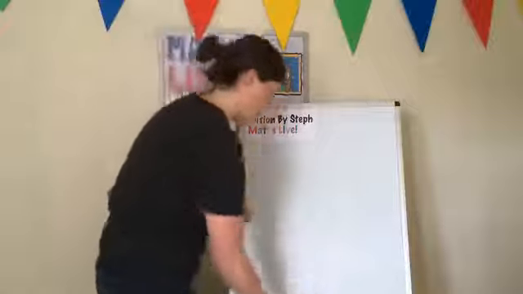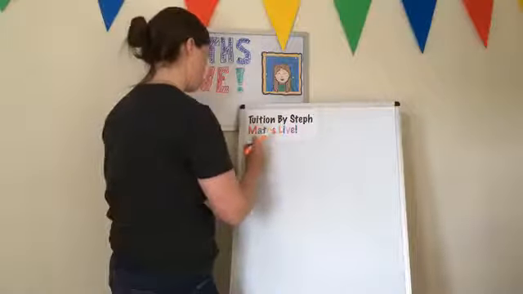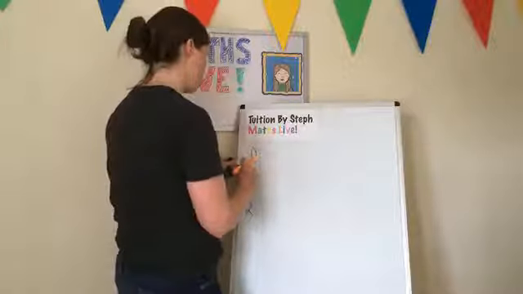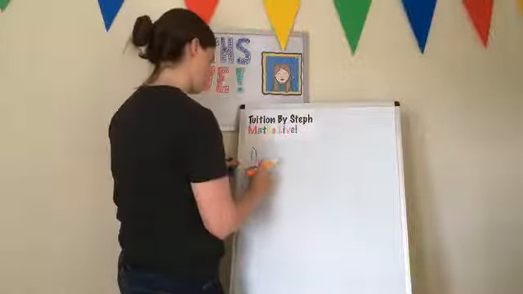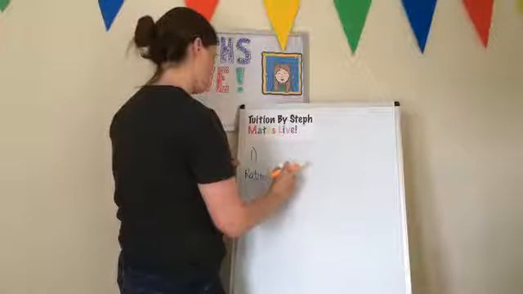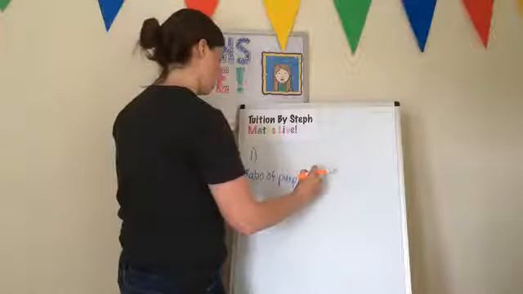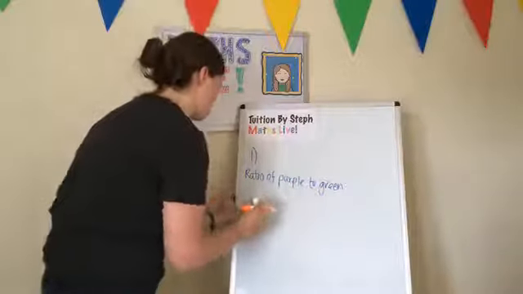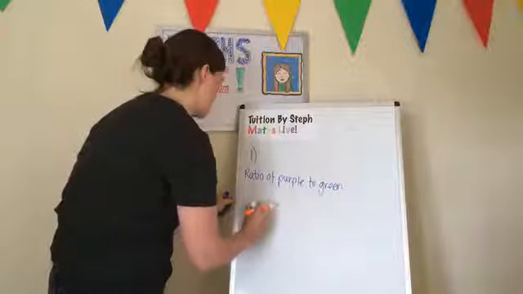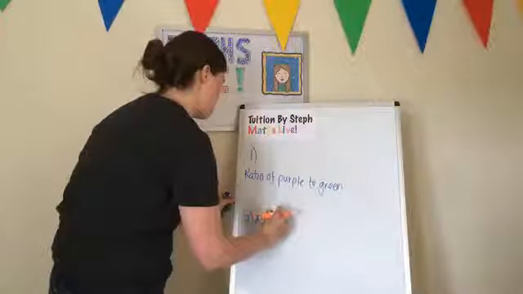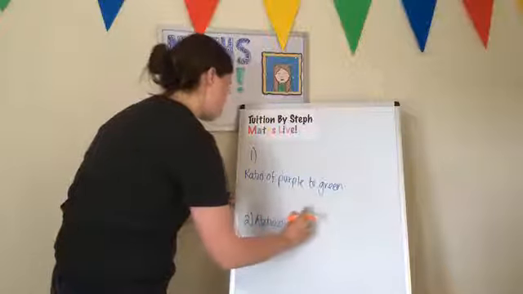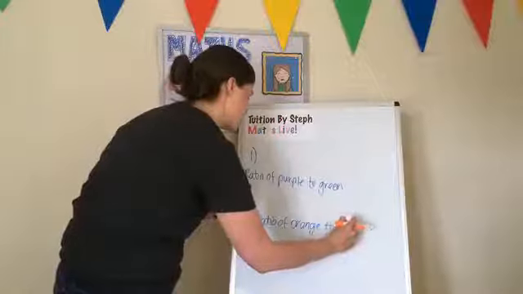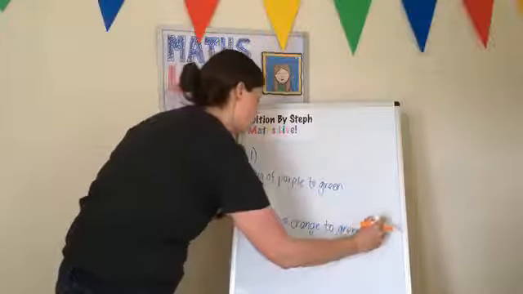So, I'll do 2 questions with colour blocks. With these ones, I would like the ratio of purple to green. And with the one I'm going to do here, I would like the ratio of orange to green to blue.